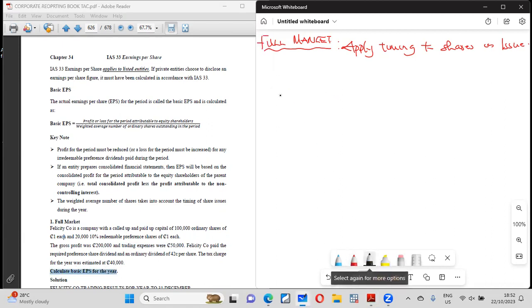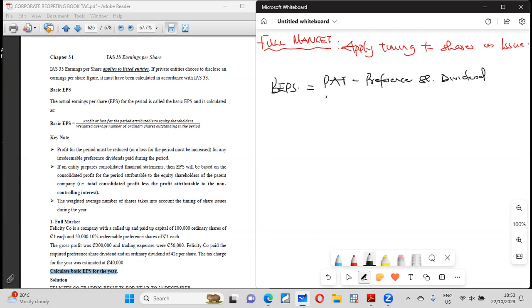So we are meant to calculate earnings per share for the year. It's all about your ability to remember the formula. So basic earnings per share is equal to what? Yes, who remembers? But it's clear on your screen. So profit after tax minus what? Preference share dividend, all over weighted average number of ordinary shares in issue.